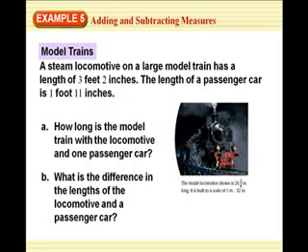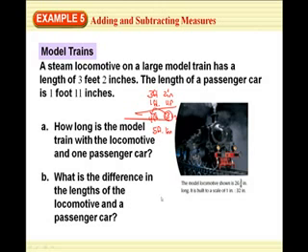Okay, example number 5. A steel locomotive on a large model train has a length of 3 feet 2 inches, and the length of a passenger car is 1 foot 11 inches. How long is the model car with the locomotive and 1 passenger car? So we're adding. So 3 feet 2 inches plus 1 foot 11 inches. 4 feet 13 inches. But like fractions, we have to simplify. It takes 12 inches to make a foot, so we can take 12 out of there and make a foot. So it'd be 5 feet 1 inch.